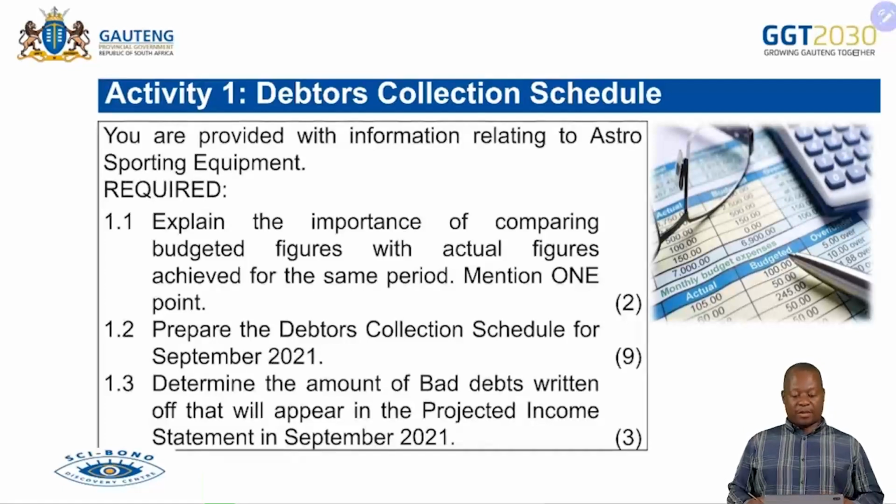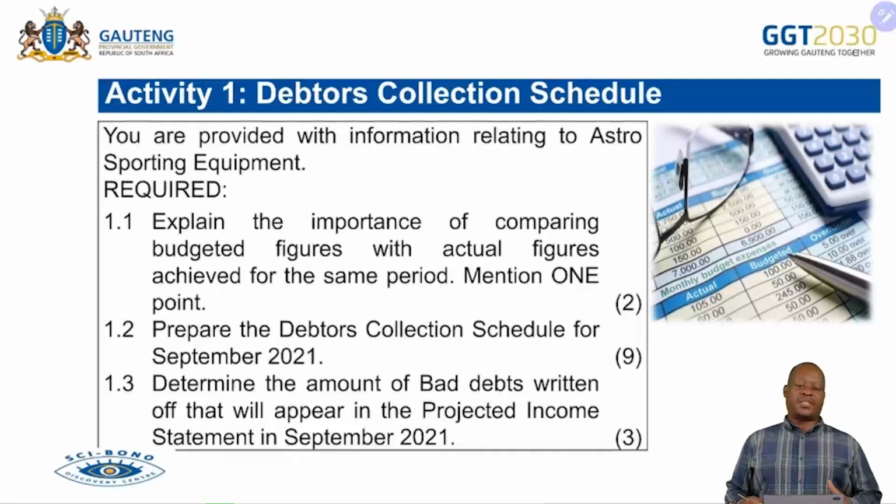Explain the purpose, the importance, of comparing budgeted figures with actual figures achieved for the same period. Mention just one point. Now, they are just saying here, at the end of the period, we had budgeted to spend so much, but in actual effect, we might spend something different from what we had budgeted. Why should we now go on to compare budget versus actual?